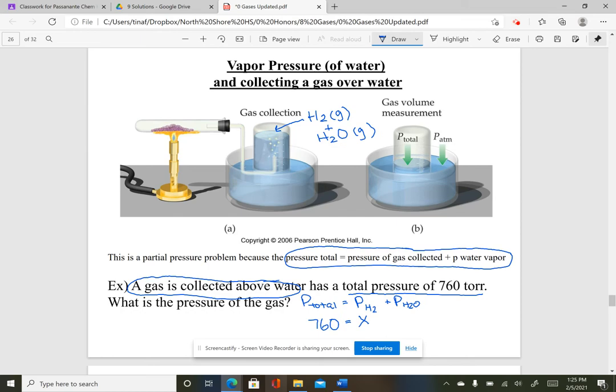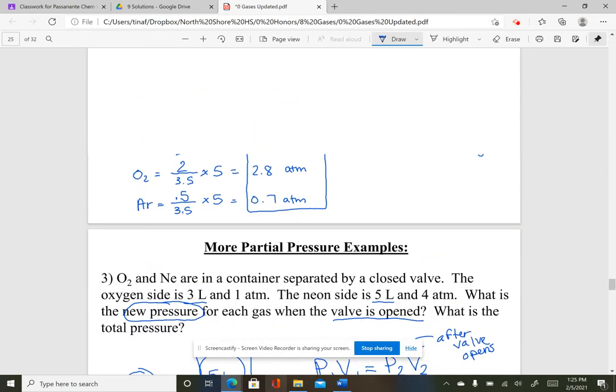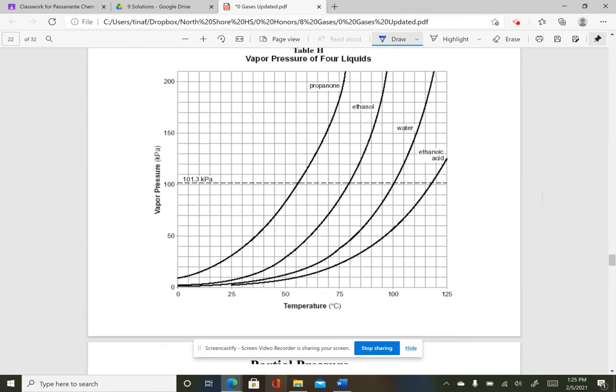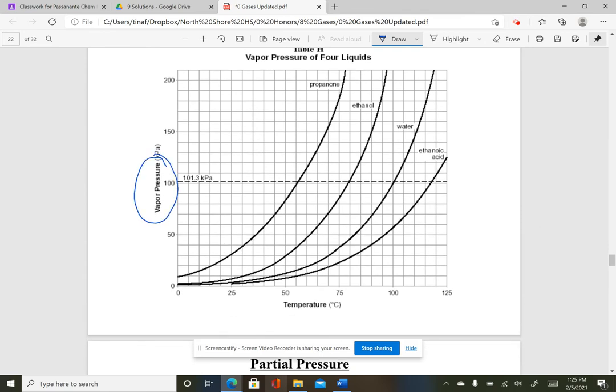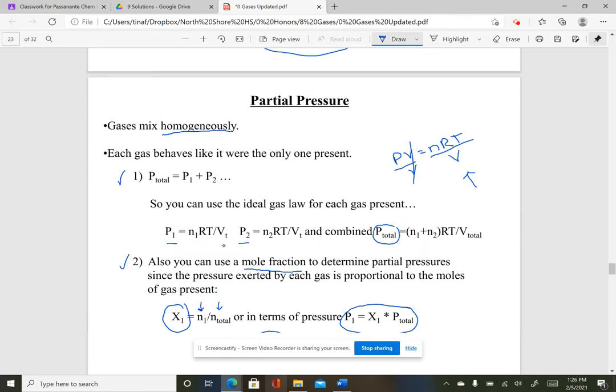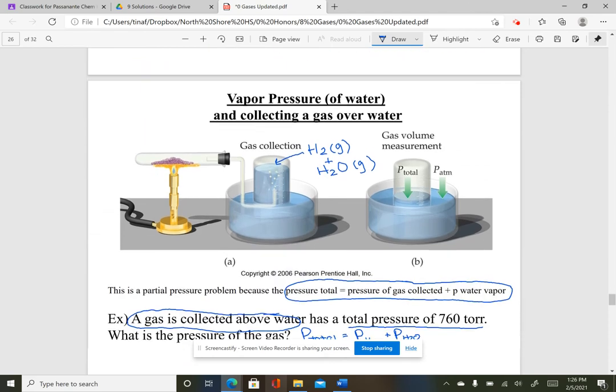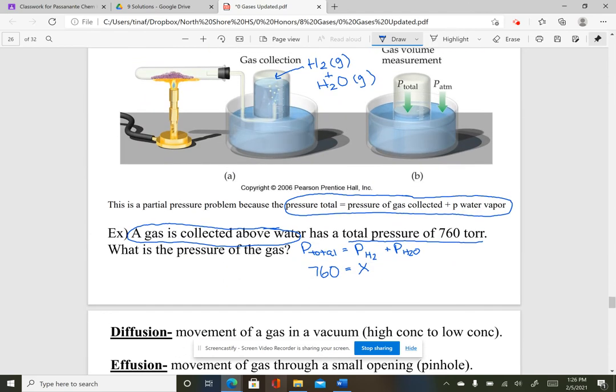Now, water, if you look back on table H, water's vapor pressure depends on its temperature. So that's information that we would need to be given. And even table H is given in kilopascals, and in this question, the total pressure was given to us in torr. So we would have to give you the vapor pressure of the water at whatever temperature this experiment was happening in, if that makes sense. So I'm going to just write that here so that you don't forget. This is a given number.